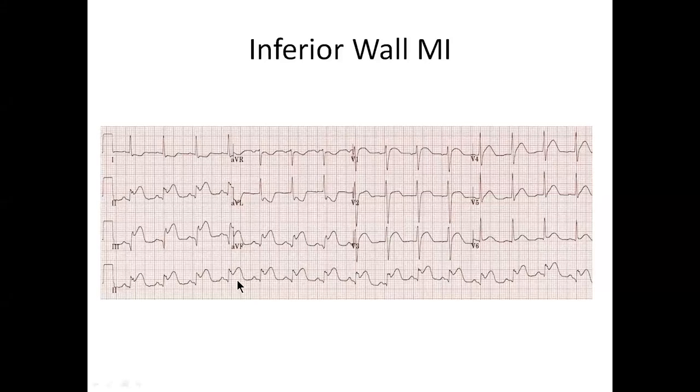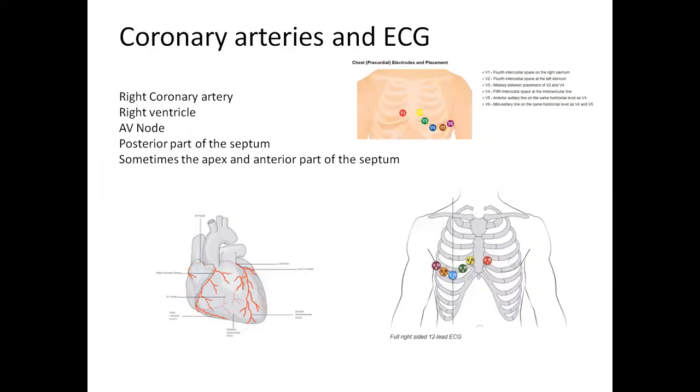Here is a real example. So this is our baseline, and you see the ST is way up there, and you also see it in 2, 3 and AVF. So we know immediately that it's an inferior wall MI. When we see an inferior wall MI, we have to ask several other questions. The first thing we have to ask is, is the right ventricle affected?